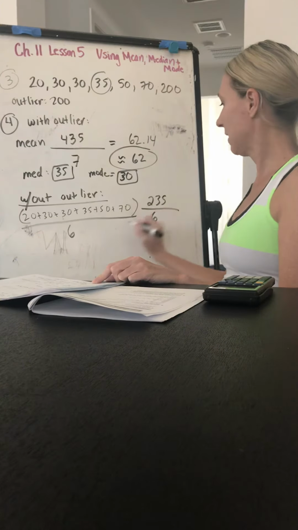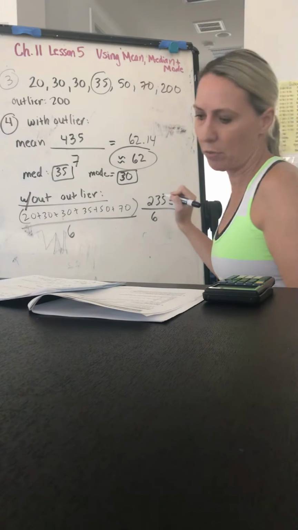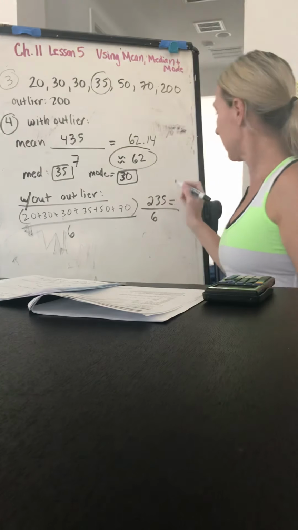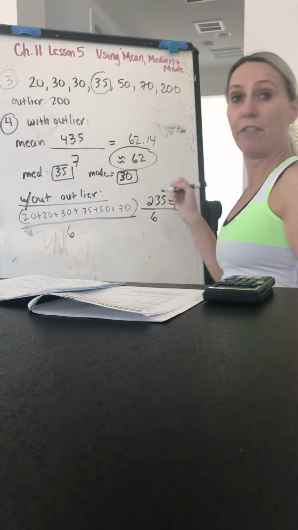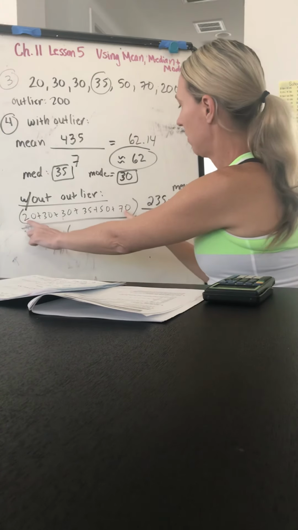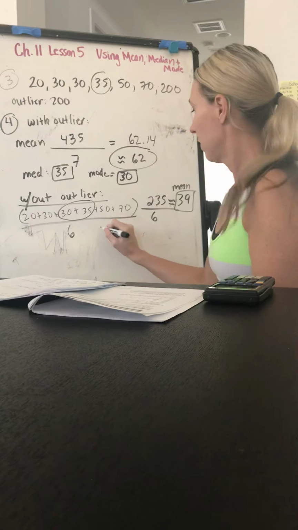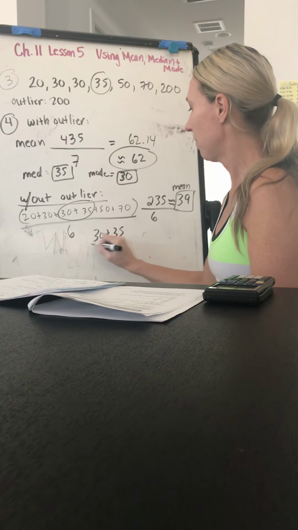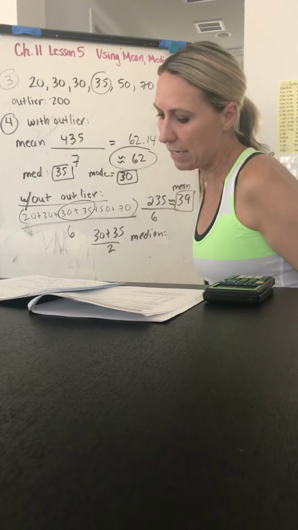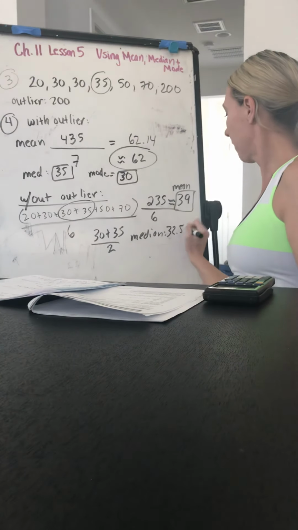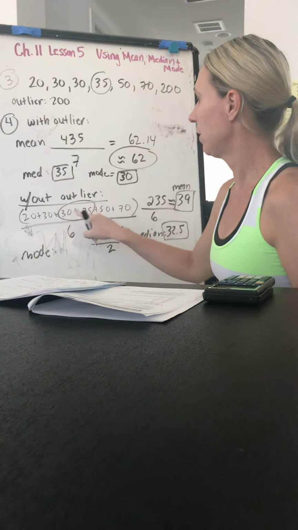And you divide that by 6, and we get approximately, I'll use my squiggly equals, 39 for the mean. Okay, that's our mean. Now for the median, we're going to go 1, 2, 3, 1, 2, 3. It's going to be in between 30 and 35. So remember, when there's a tie, you add them up and divide by 2, or take the middle of those two numbers. So our median here is going to be 32.5. And then our mode is the one that occurs most often, which still is 30.